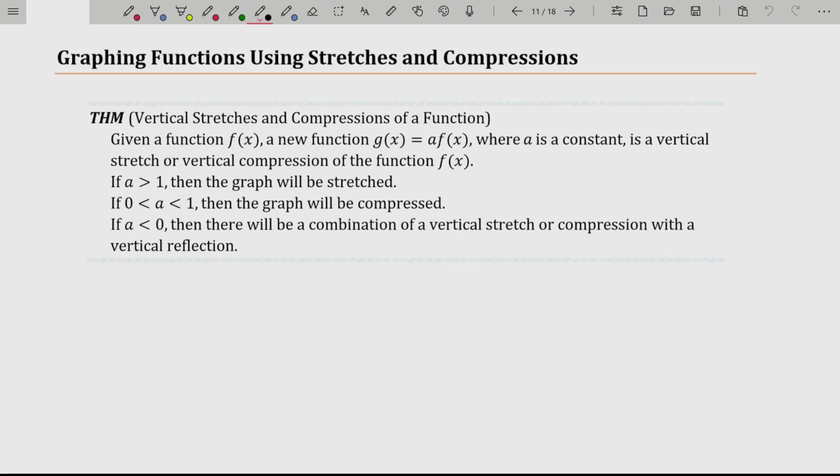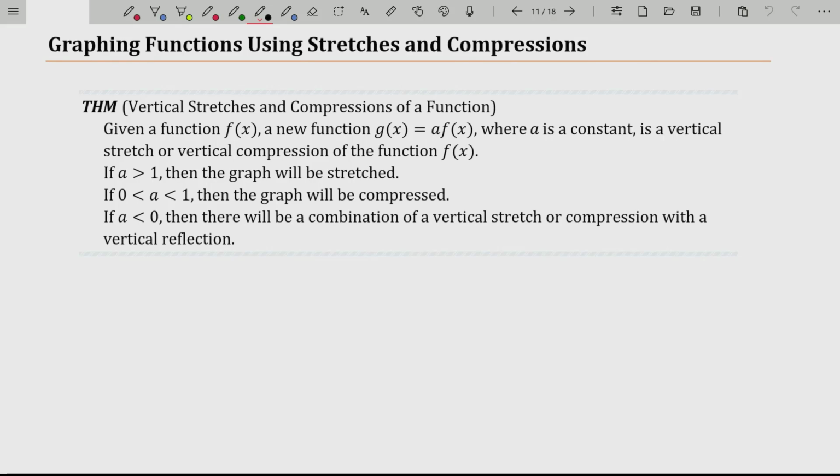So let's go ahead and read off this theorem here. Vertical stretches and compressions. Given a function named f, a new function g of x, which we're going to call a times f of x, is just a vertical stretch or a vertical compression. It's a stretch if a is greater than 1. So if you multiply your function by 5, it stretches all the y values away from the x-axis by a factor of 5.